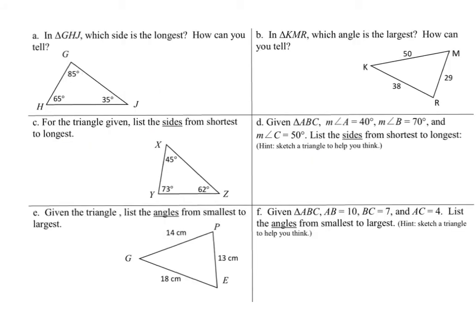So let's apply what we learned in the last slide to figure out which side is the longest in triangle GHJ, and then let's say how we can tell. So which side would be the longest? HJ would be the longest because side HJ is opposite the larger angle, which is 85.